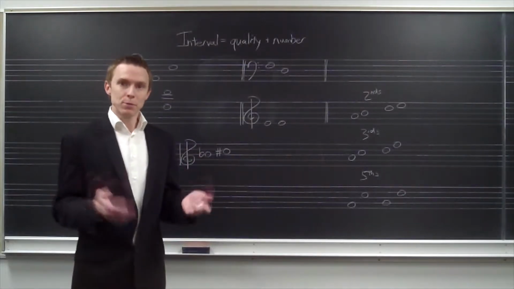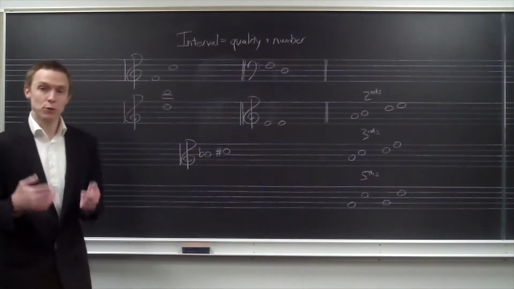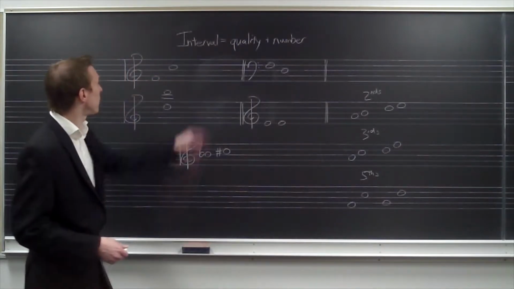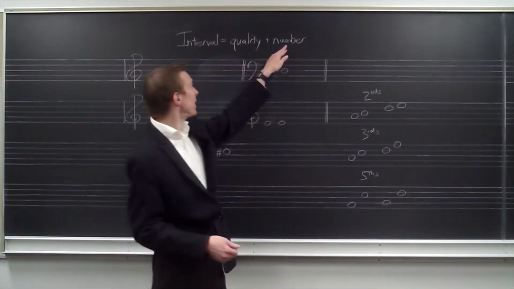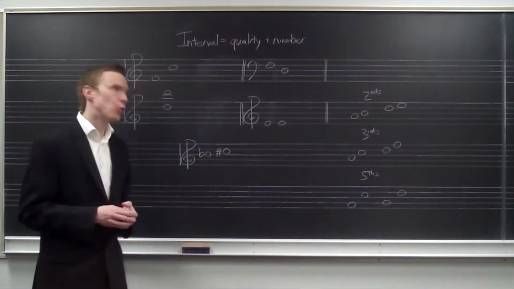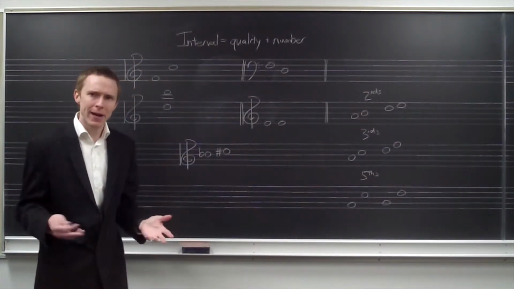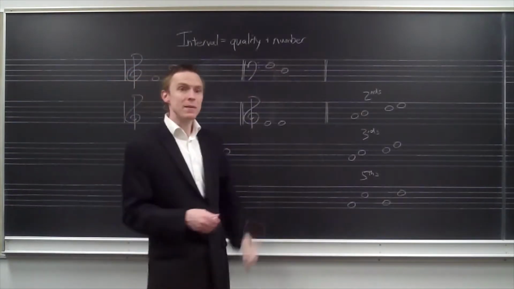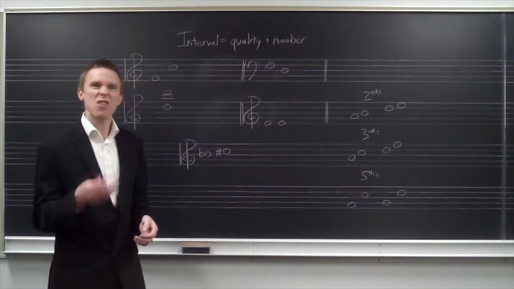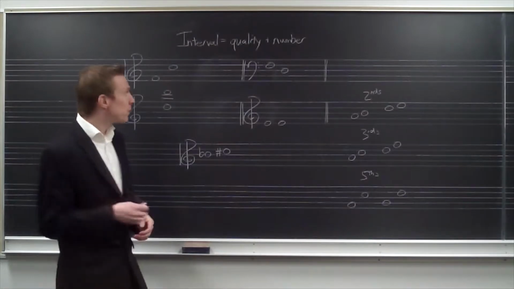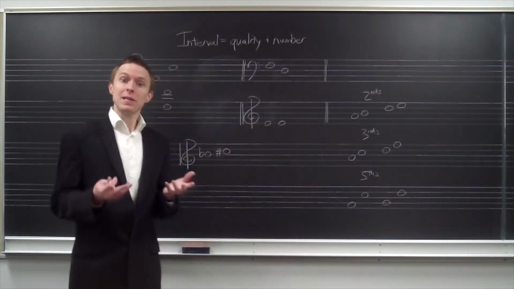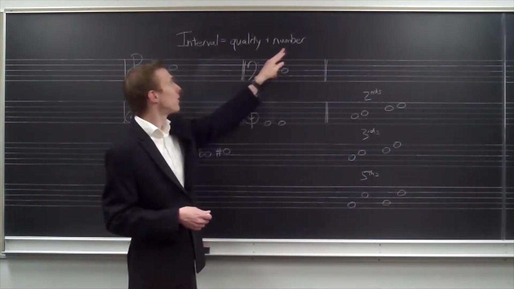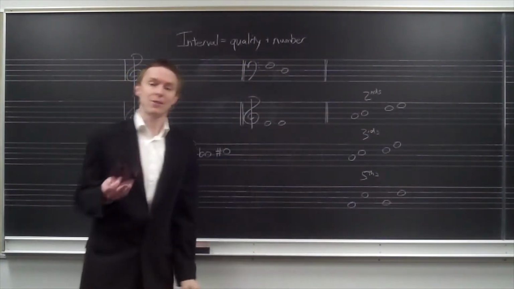An interval in music is the distance in pitch between two notes. And an interval's name has two parts, a quality and a number. Now the quality is going to be a word like major, minor, perfect, diminished, or augmented. And the number is going to be an ordinal number like second, third, or seventh. You put these two parts together and you get the complete name of an interval. So major third, perfect fifth, augmented sixth, and so on.